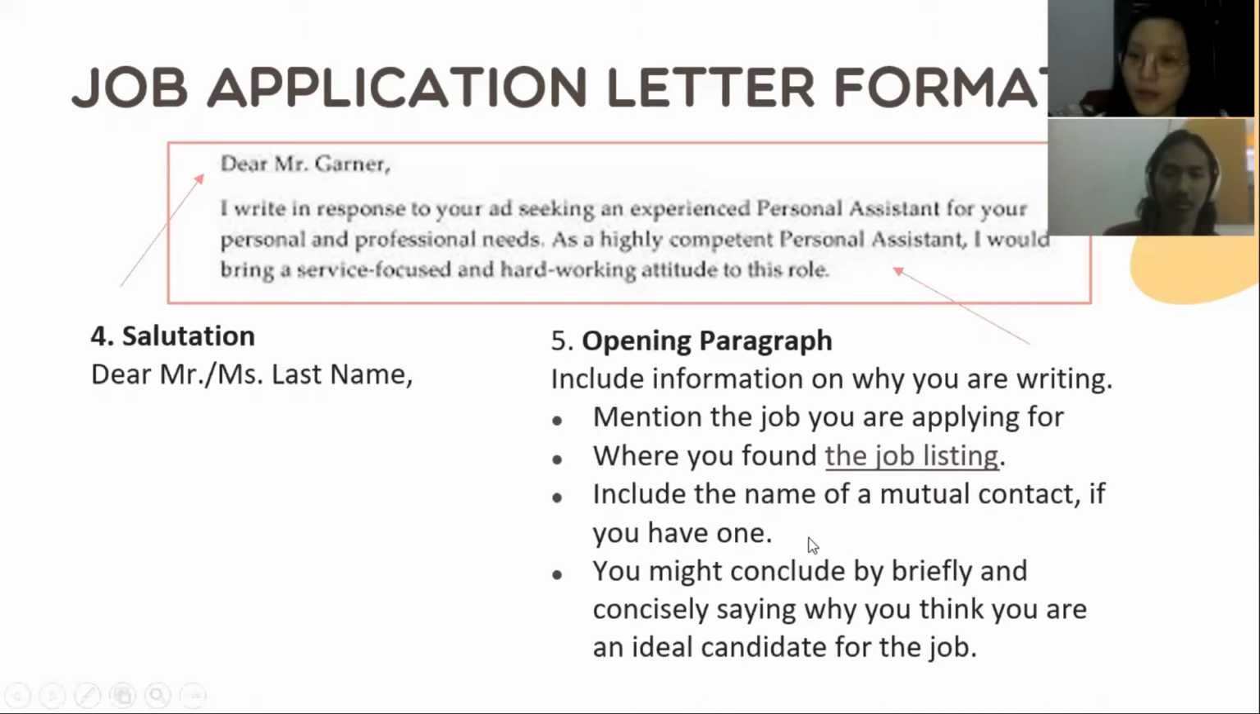And then mutual contact means if you actually got the vacancy from someone close to you, or maybe someone that you know, or maybe even someone working from that company who is offering you perhaps a position. And then you conclude by briefly saying that you're an ideal candidate. So here you already start promoting, but just briefly and very concisely.